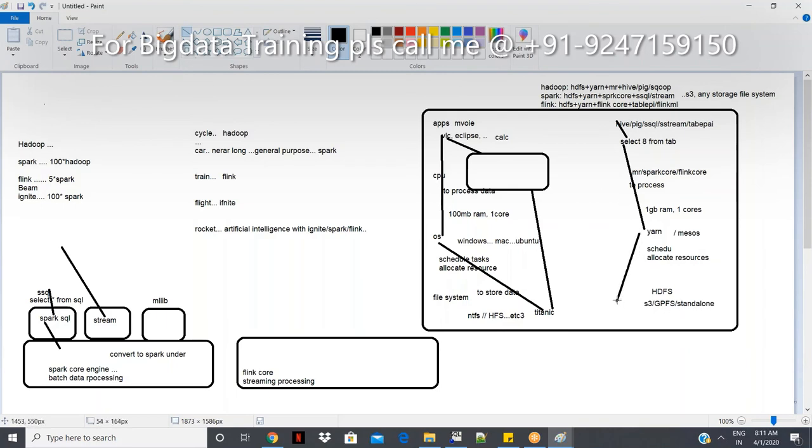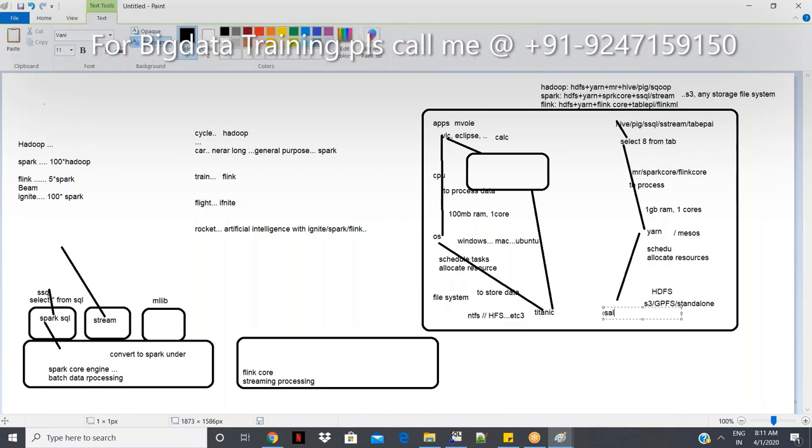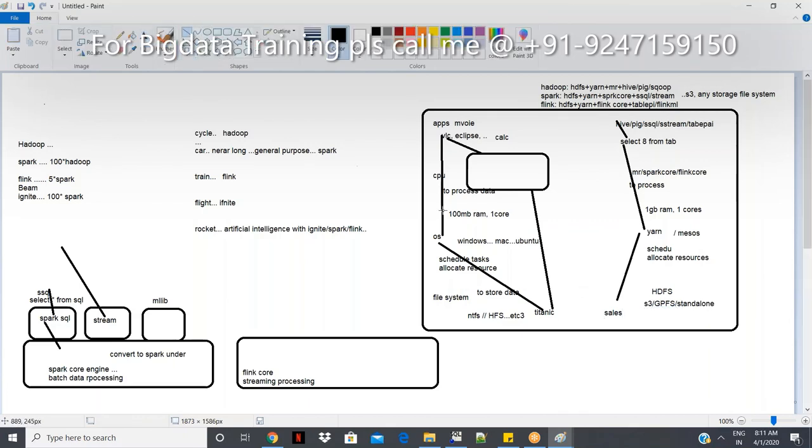Then somewhere you have sales data here. This sales data is loaded inside either the MapReduce or Spark engine or Flink, some processing engine. It processes here. After processing, what next? Whichever engine it may be, it returns the result to Hive or Spark SQL. Okay, in that way it is processing.